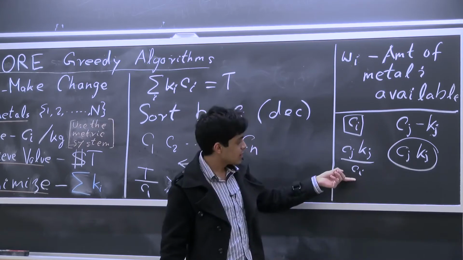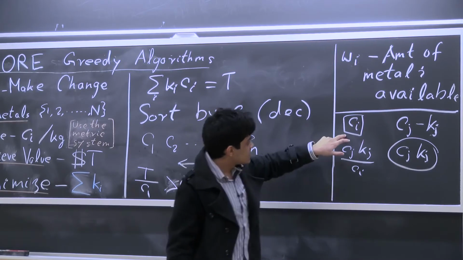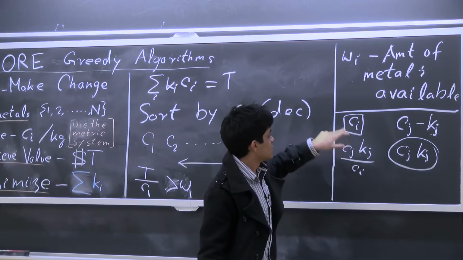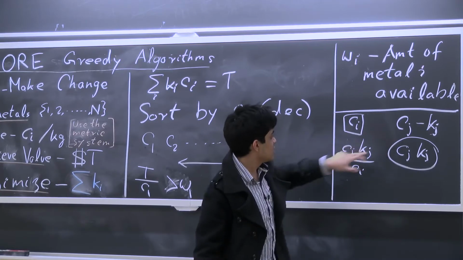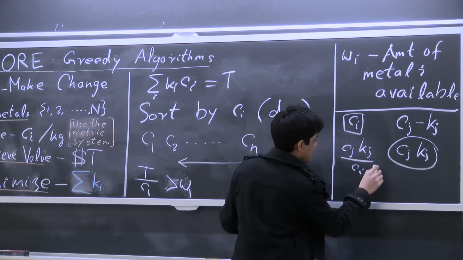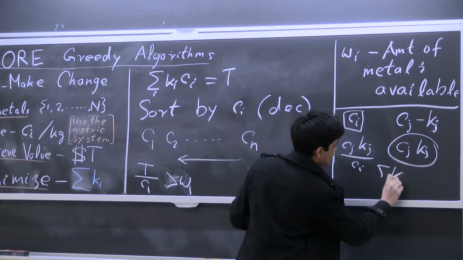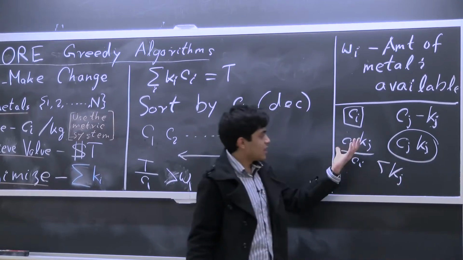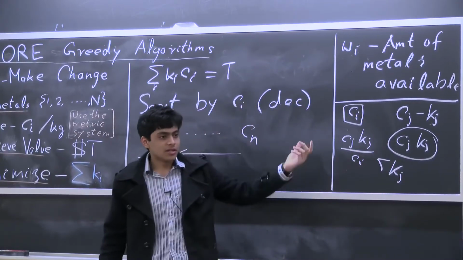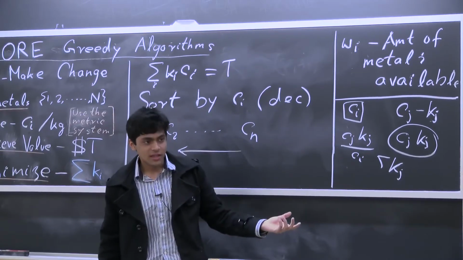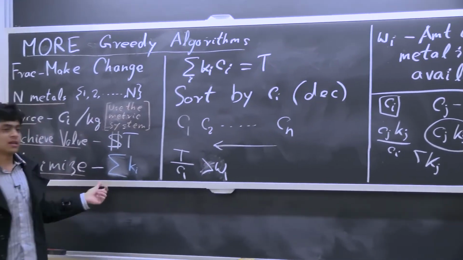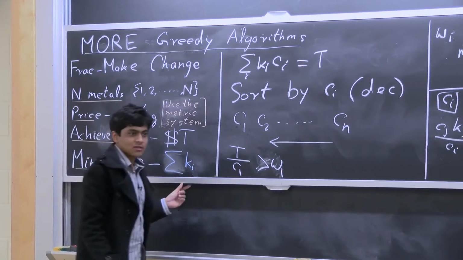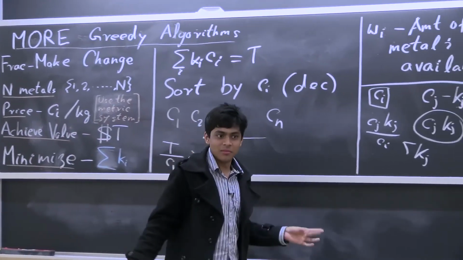So if you instead use this one, you'd get this value. And since this was the most expensive one, since Ci is greater than Cj, this value is less than Kj. So by using this metal instead of that one, you are decreasing the amount of the weight you would need. So your minimization goes down. Make sense? So that's a very simple greedy algorithm.